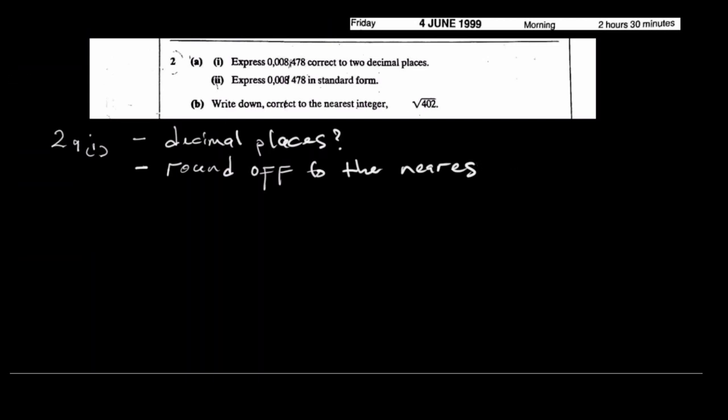So let us clear up and work through that decimal number. It's a decimal number if it has a comma. A comma defines a decimal number. So let us look at 0,008478. What is a decimal place? A decimal place, these are places after the comma to the right. Places after the comma to the right.